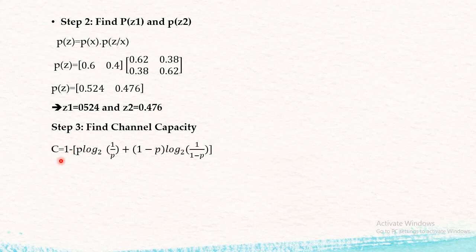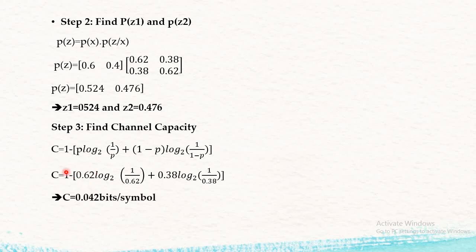As this is a symmetrical format, the channel capacity formula is 1 minus p log to the base 2 of 1 by p plus 1 minus p log to the base 2 of 1 divided by 1 plus p. We have already found the probabilities, and we put in their values. The probabilities are 0.62 and 0.38. Now by putting in the values of the probabilities, my channel capacity comes out to be 0.042 bits per symbol.